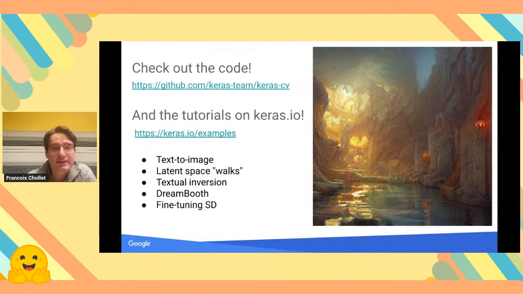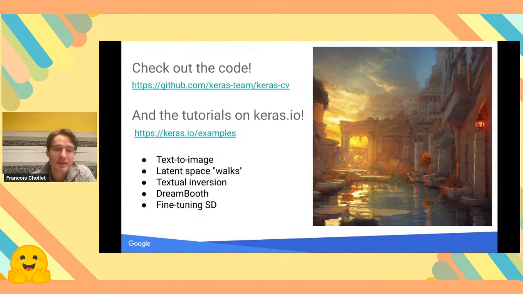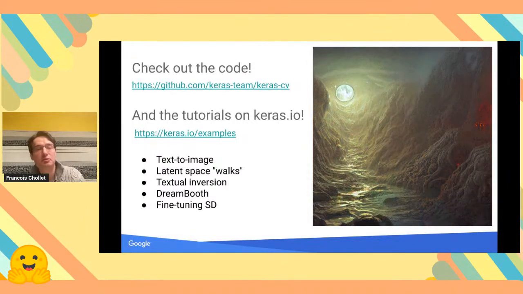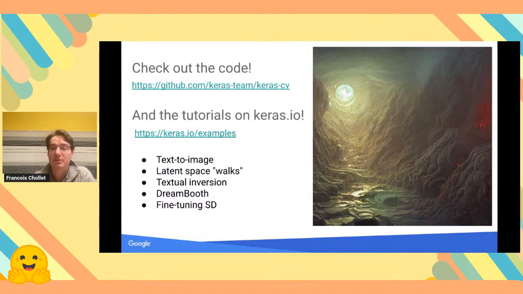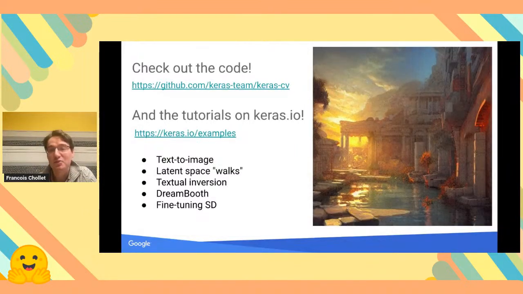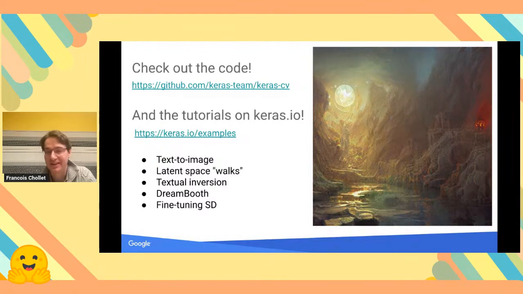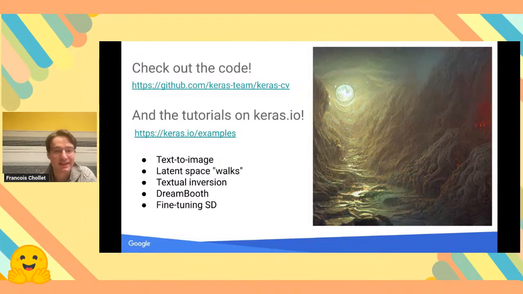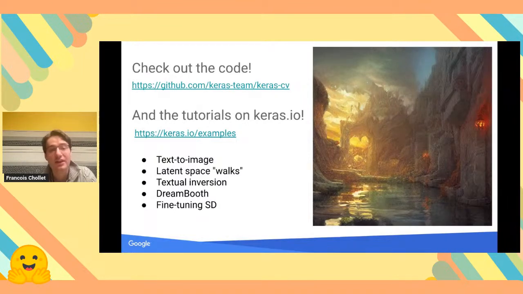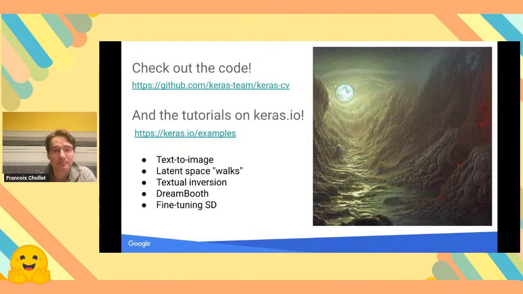So do check out the code. It's on GitHub at keras-team/keras-cv. And on keras.io, you will find a bunch of tutorials. We have just the basic text-to-image intro. We have tutorials about how to do latent space walks, which is what you see on the image on the right. So you take 2 points in the latent space, and you walk along a path between these 2 points to generate nice little animations like this. You can do textual inversion, Dreambooth, and you can fine-tune your Stable Diffusion models.